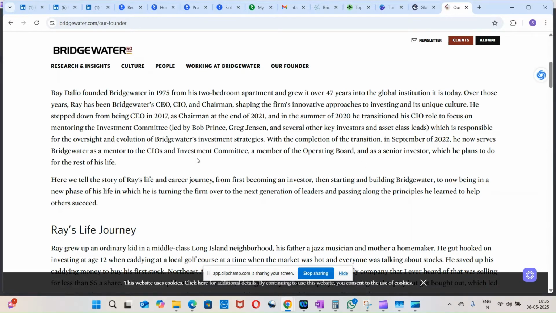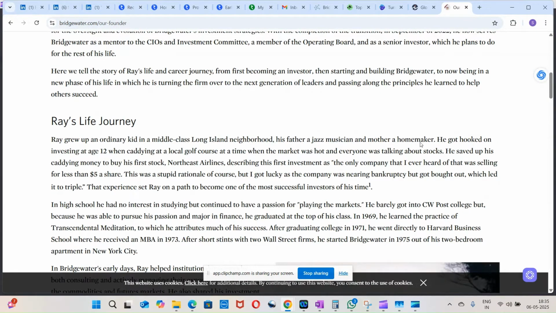This is their website, and if you see, Bridgewater Associates was formed by Ray Dalio in 1975 from his two-bedroom apartment, and over 45 years it became the global institution it is today. Ray Dalio studied at Harvard Business School. His parents were a jazz musician and a homemaker, but he was interested in financial markets from the age of 12. The first company he invested in was Northeast Airlines, because at $5 a share it was the lowest price he could buy.